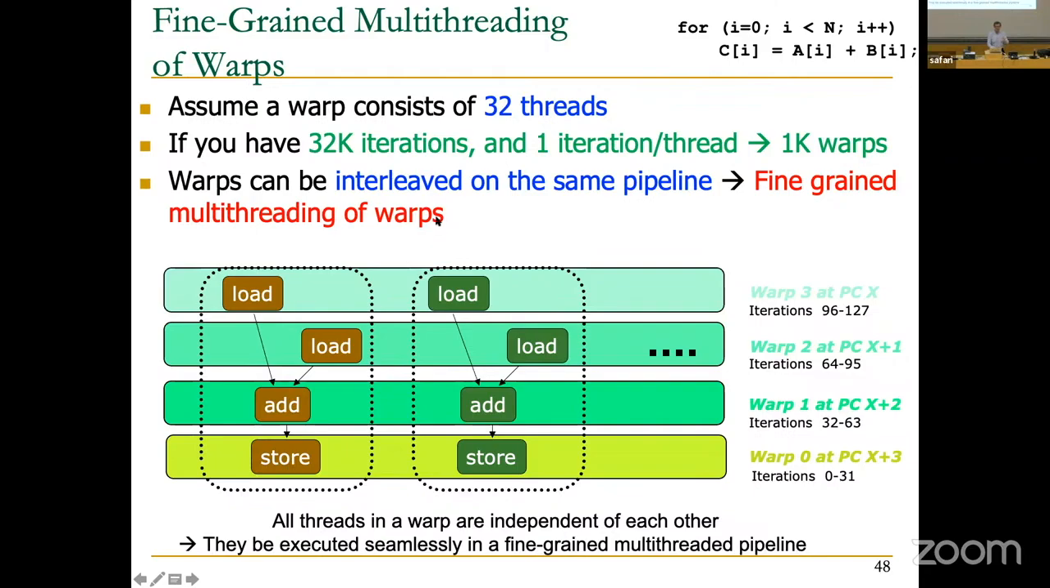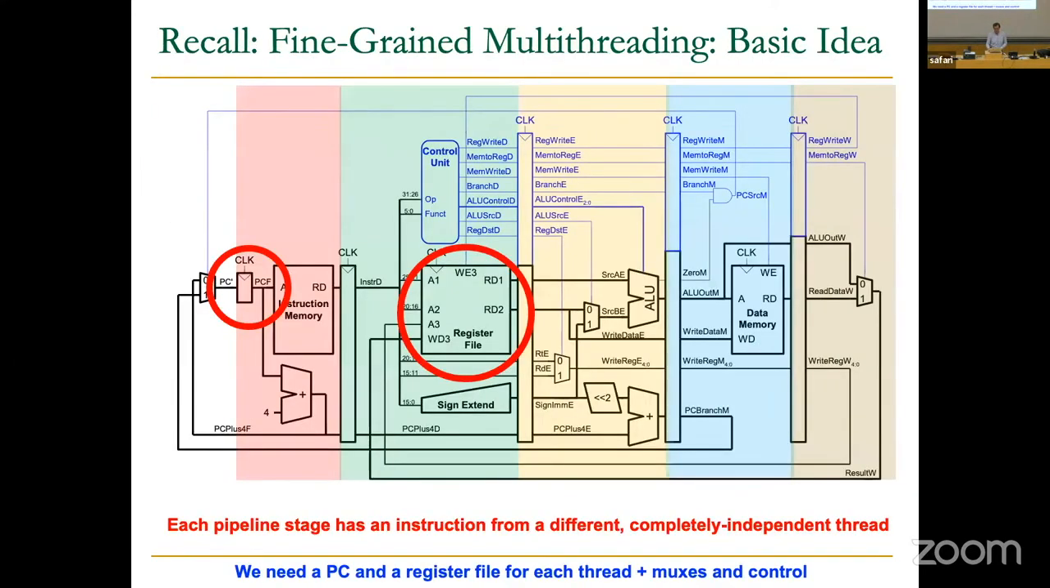I don't even show the decode and fetch stages, but you can have, for example, warp 4 being decoded and warp 5 being fetched. These are doing exactly the same things. They follow through the pipeline nicely, and they're completely independent of each other. So hopefully this makes sense. This resembles the fine-grained multithreaded pipeline we had. Of course, it was a scalar pipeline before, but you just extended it to a vector pipeline in this particular case. Remember, each pipeline stage has an instruction from a different, completely independent thread.